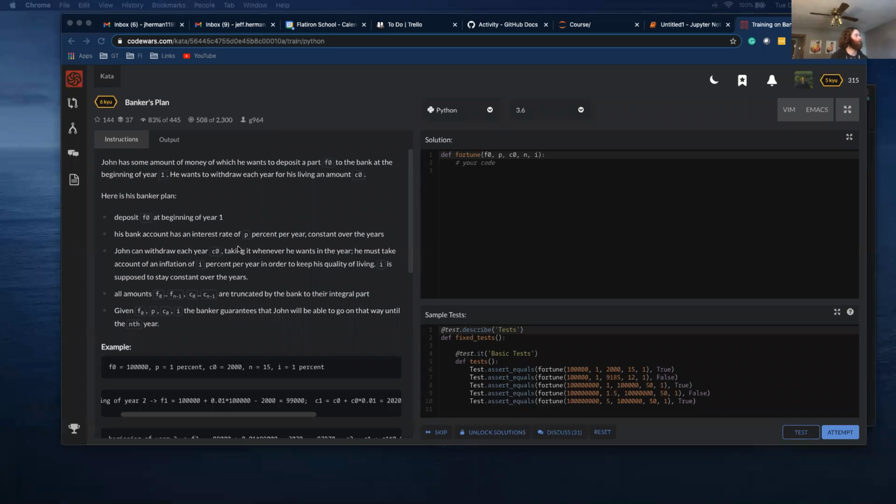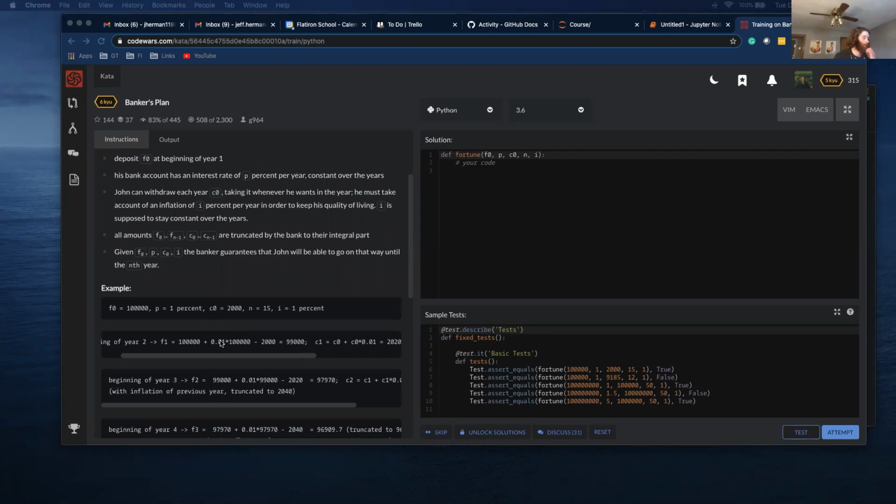All right, going through this banker's plan. John has some amount of money, F0, which he wants to deposit to the bank at the beginning of year one. He wants to withdraw each year for his living, which is C0, the cost. The bank account has an interest rate of P, and there's also inflation each year.